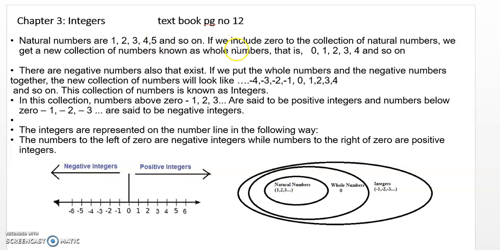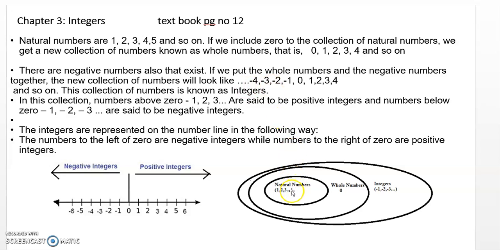Now are only these numbers there? No, negative numbers also exist. So if we put the whole numbers and the negative numbers together, the new collection of numbers will look like this. These are the negative numbers -4, -3, -2, -1, and these are the positive numbers 1, 2, 3, 4, and if we include this 0, so these are the whole numbers. So this is known as what? Integers. So you can see the diagram.